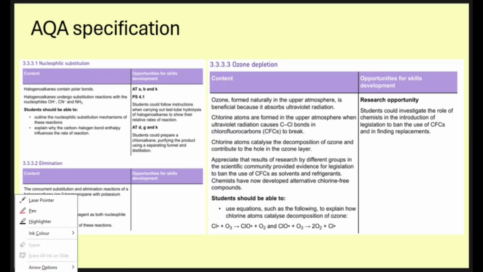So, here's the AQA specification for halogenoalkanes. It's broken up into 3 sections: nucleophilic substitution, elimination, and ozone depletion.